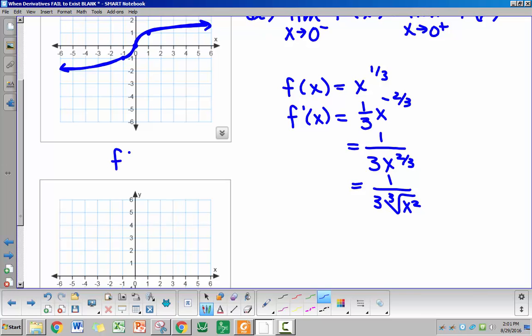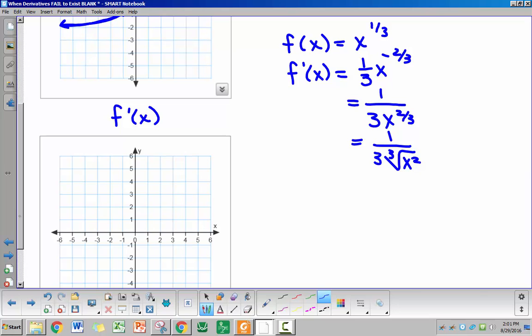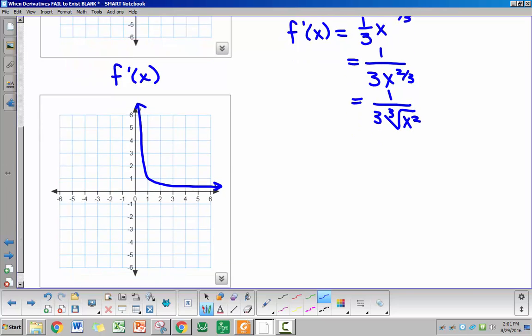Let's look at the derivative and see how it matches up with the function. This derivative here is a negative exponent, so what does it look like in the first quadrant, as we recall from power functions? Right, Sam, you're right. It looks like this, right? And then what do we do?